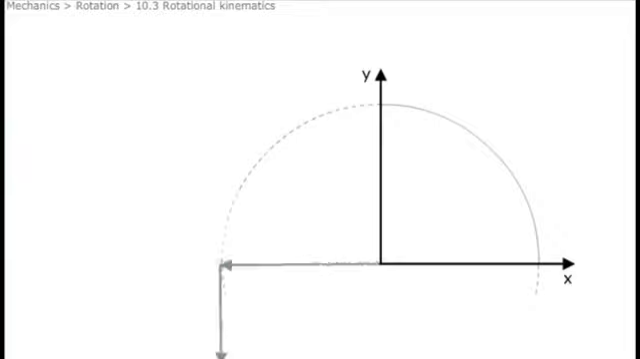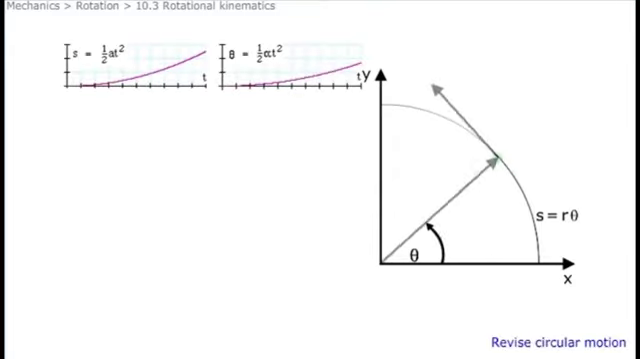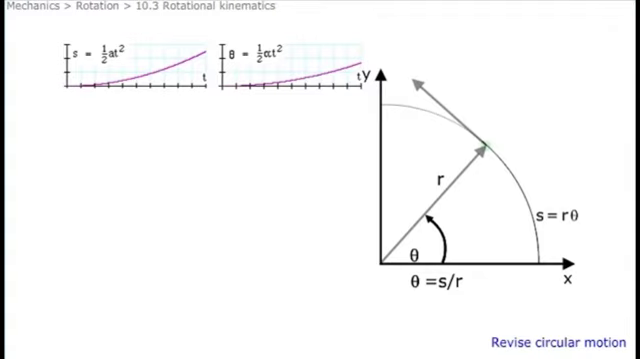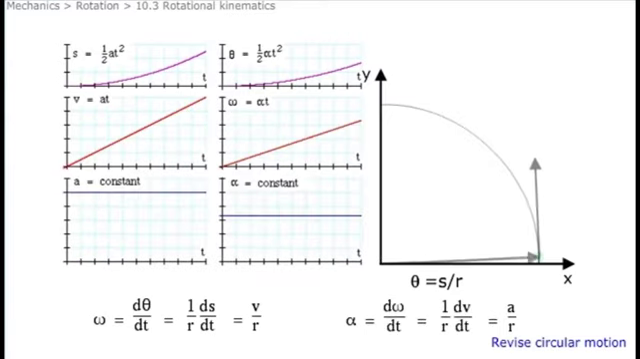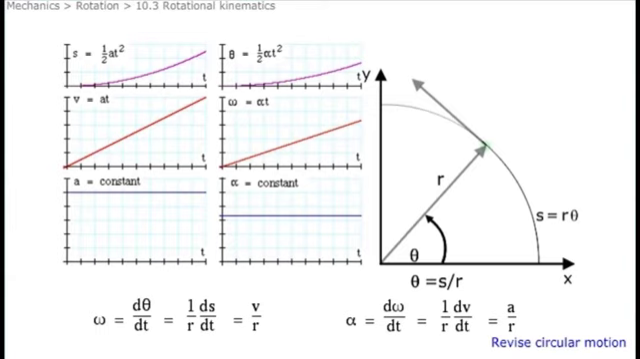This particle travels around a circle of radius r with displacement s along the circumference. From the definition of angle, theta equals s over r. Its angular velocity omega tells us how rapidly theta increases. In other words, omega equals d theta dt equals 1 on r times ds dt, which is the speed v over r. Its angular acceleration alpha tells us how rapidly omega increases. Substituting for omega, we have alpha equals a over r.